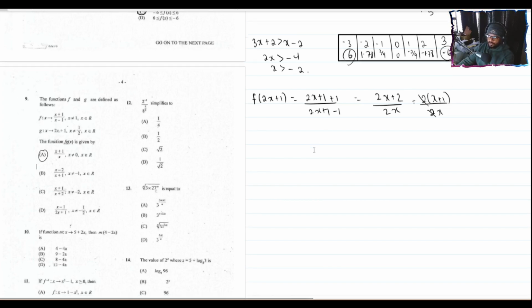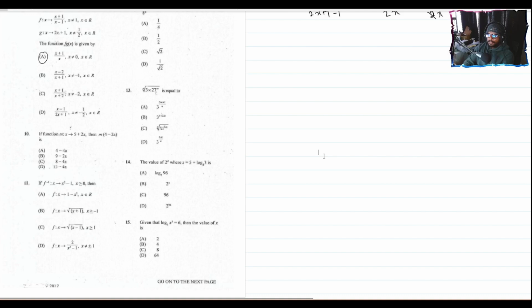If the function... then m of 4 minus 2a is, well, I'll just replace x with 4 minus 2a. 5 plus 2 into 4 minus 2a. 5 plus 8 minus 4a. 8 and 5 is 13 minus 4a. The answer is D.